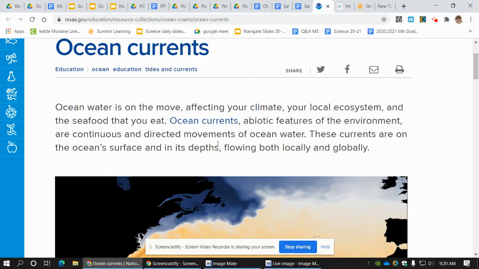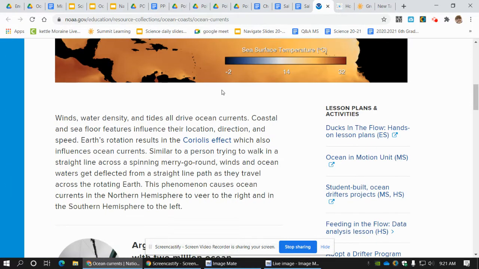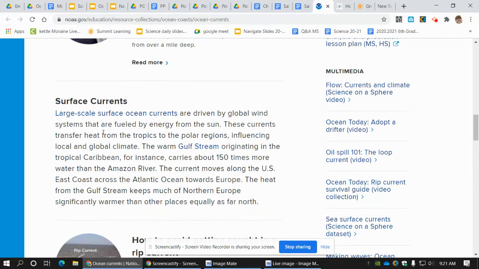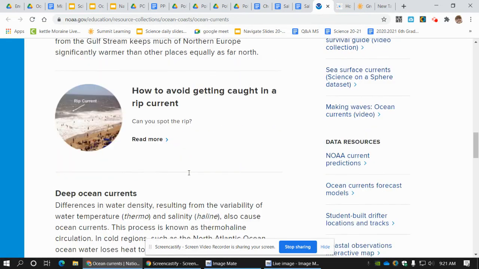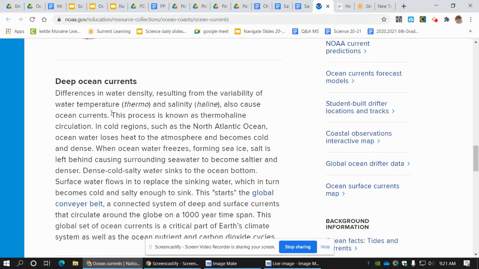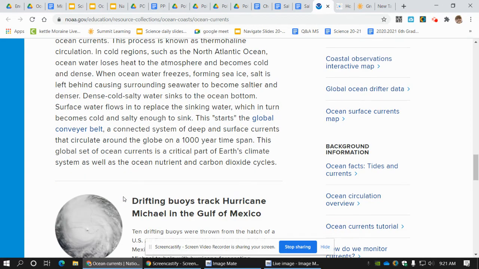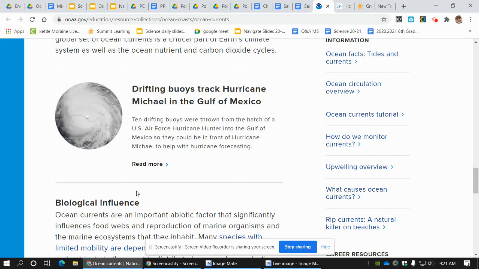So I start reading about ocean currents, and they're showing me the Coriolis effect that some of you have learned about. And then I continue on and it starts talking about surface currents and the Gulf Stream. And then here is where it really gets into the deep ocean currents and the water density. And it starts talking about water freezing and the dense, cold, salty water sinking. And there's that global conveyor belt. So it helps to look at the questions ahead of time so I know what I am actually reading.